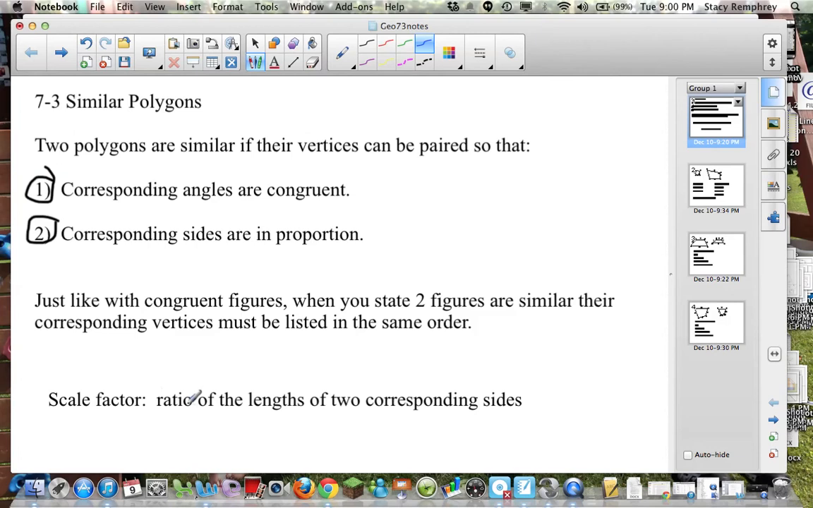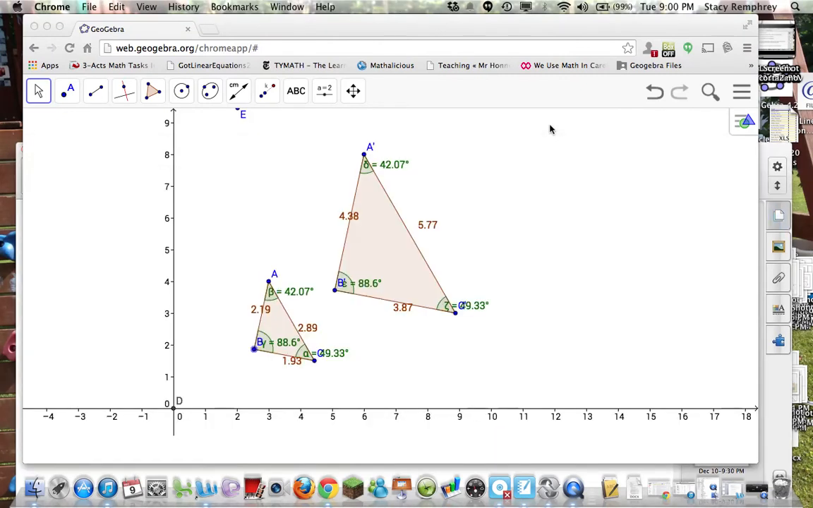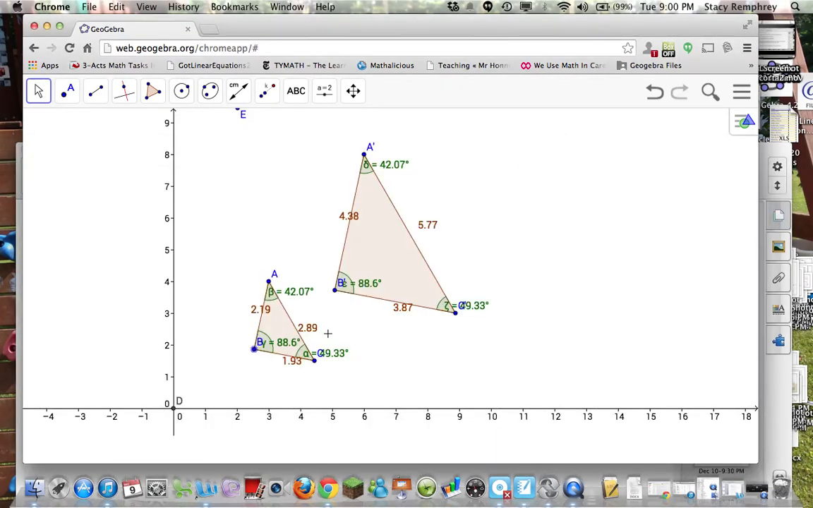The scale factor is the ratio of the lengths of two corresponding sides. So just to talk about that for a second, I have two similar triangles here. What I basically did was the dilation you did in class today when we practiced dilations. I have ABC as my original triangle, A prime, B prime, C prime as my dilation. I dilated by a factor of 2.